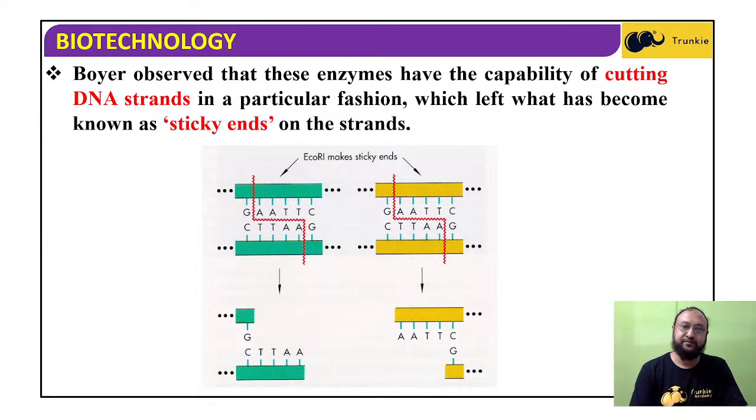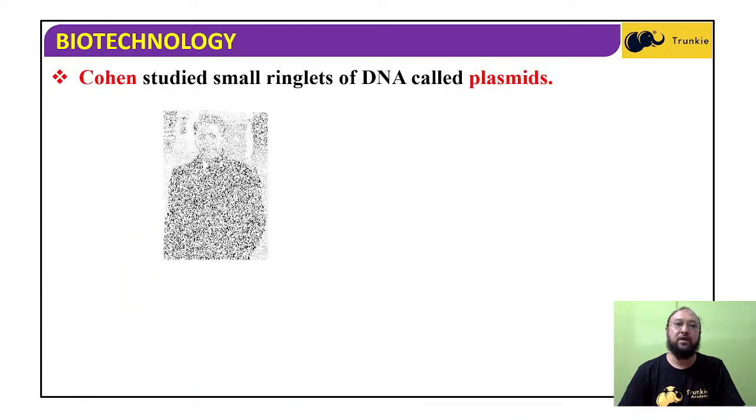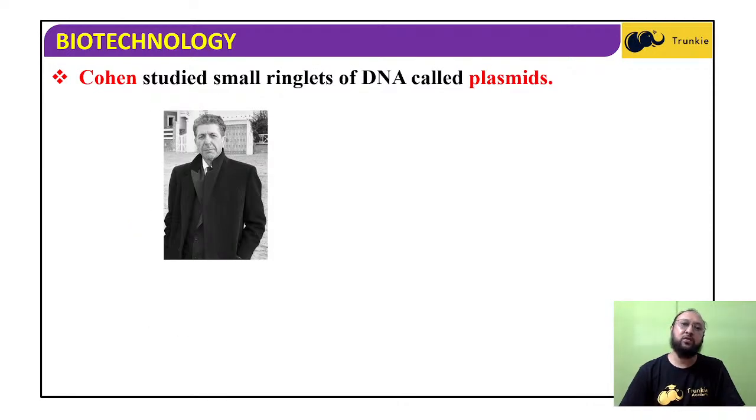Now, after cutting, these clipped or cut ends make it easy to paste together pieces of DNA. So this cut end is easy to paste to other pieces of DNA. Now, another scientist called Cohen studied small ringlets of DNA called plasmids in prokaryotic cells, or bacteria. So he was a scientist who studied the small, circular ringlet DNA called plasmid.